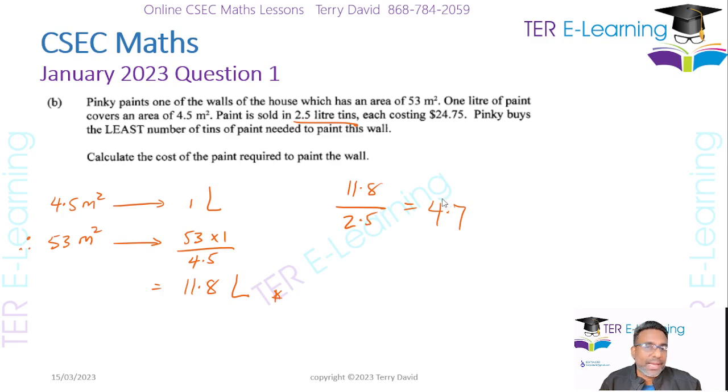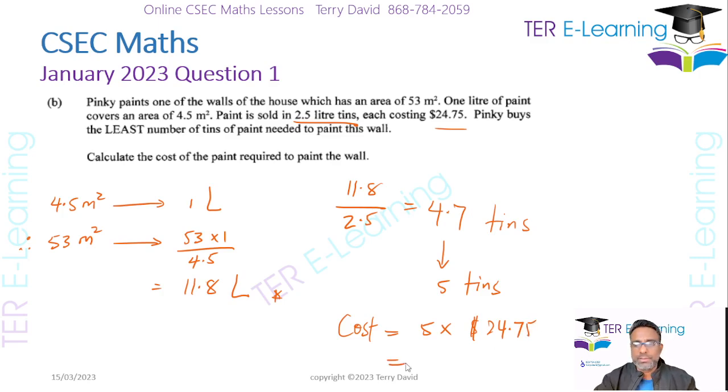Now the thing is, they're not going to sell a half tin of paint. So this is 4.7 tins, so you're going to round up to 5 tins. She needs to buy 5 tins of paint, and the cost of these 5 tins is what they're looking for here. It's going to be 5 tins multiplied by $24.75. So 5 multiplied by 24.75, and you're going to get $123.75. Let me just make sure that's correct.